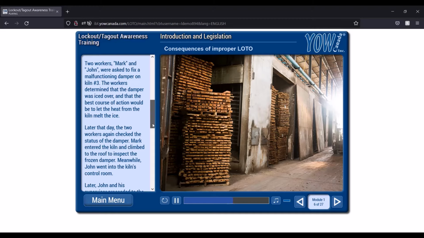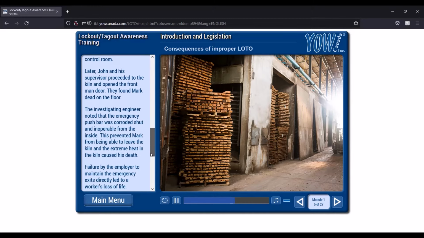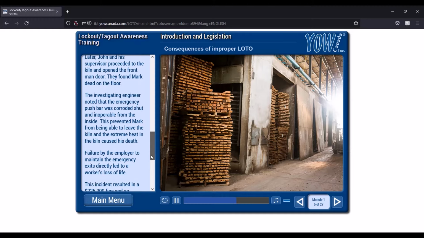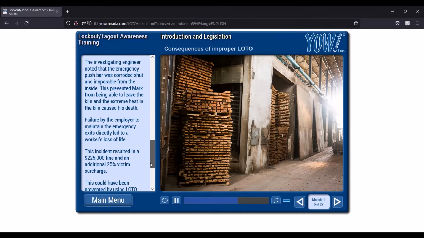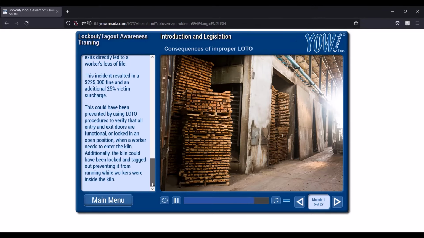Later, John and his supervisor proceeded to the kiln and opened the front man door. They found Mark dead on the floor. The investigating engineer noted that the emergency push bar was corroded shut and inoperable from the inside. This prevented Mark from being able to leave the kiln, and the extreme heat in the kiln caused his death. Failure by the employer to maintain the emergency exits directly led to a worker's loss of life. This incident resulted in a $225,000 fine and an additional 25% victim surcharge.